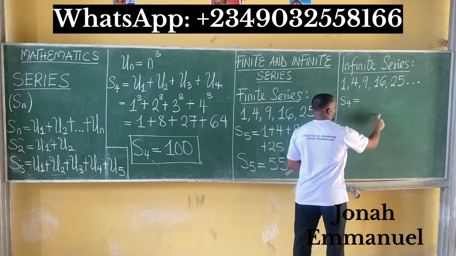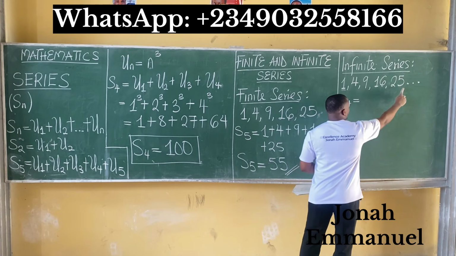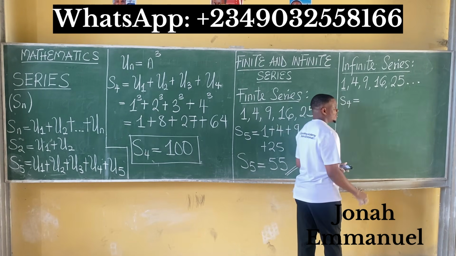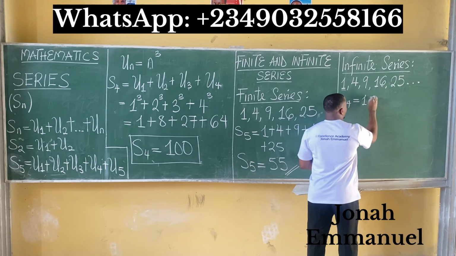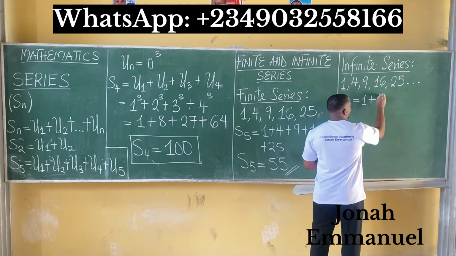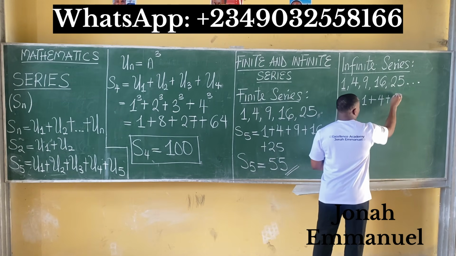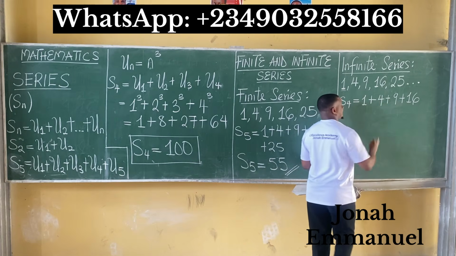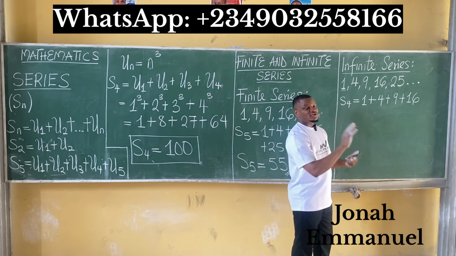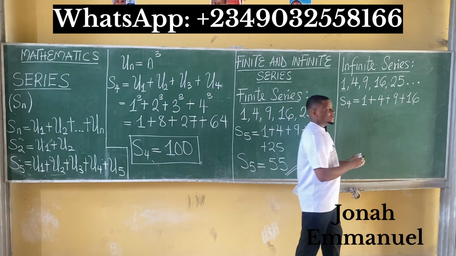So you have the series here, or this sequence, please. This sequence, as you can see, is infinite, but we are asked to get the first 4, and that would be the first term 1 plus second term 4 plus third term 9 plus fourth term 16. These are the first 4 terms. I would not bother about the other terms. Let me sum this up.